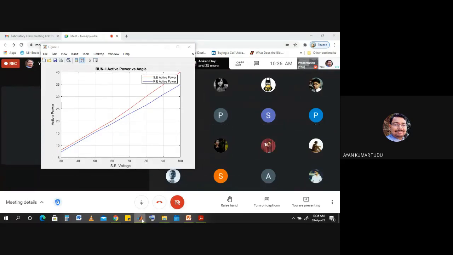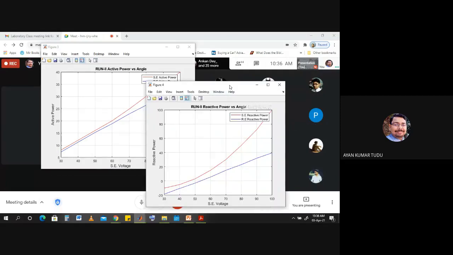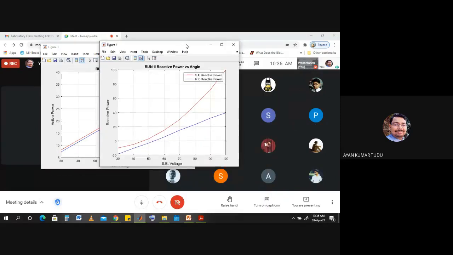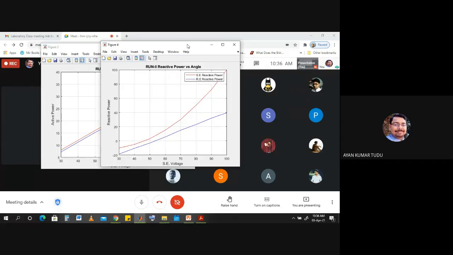Okay, and this is the figure of the sending and receiving end reactive power. We are finding out the reactive power. Okay, so for the sending end reactive power, it is decreasing and then it is increasing, when the sending end voltage is more than our receiving end voltage. Understood? Any questions till now?